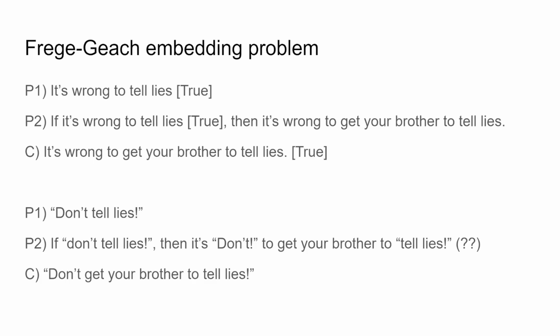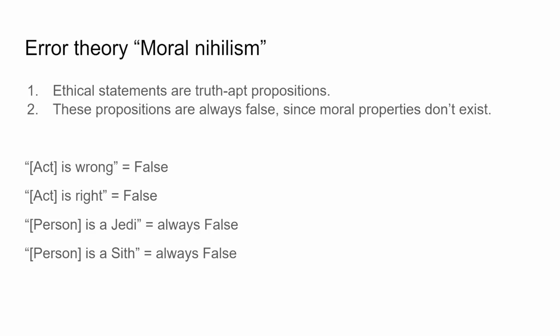Now, there are some purported solutions to the Frege-Geach embedding problem, but they are very complex, far too complex for this video. Another branch of anti-realism is error theory, which is what most people are thinking of when they use the phrase moral nihilism. So, under the error theory view, ethical statements are truth-apt propositions. However, these propositions are always false because moral properties don't exist. So, for example, stealing is wrong. Okay, the error theorist is going to say that would be false. Stealing is right. That's also false.